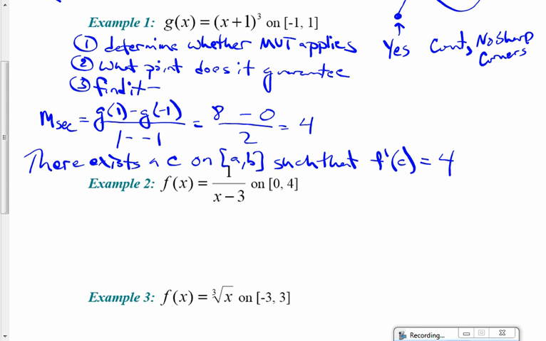Question? Mm-hmm. Good question. When I found 4, I have answered question 2. I've guaranteed that a point, I don't know which point it is, but I've guaranteed that there's some point on the interval between these 2 points. So somewhere between negative 1 and positive 1, I have guaranteed a point that has a slope of 4. Okay? Well, yeah, I'm going to go ahead and find it. I'll do it for this one. I won't do it for all of them, but I'll go ahead and find it.